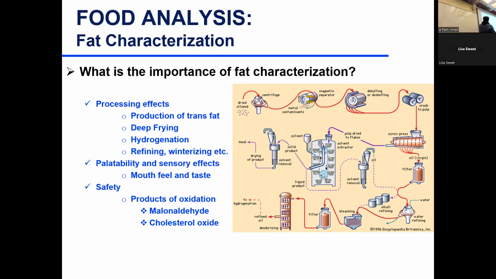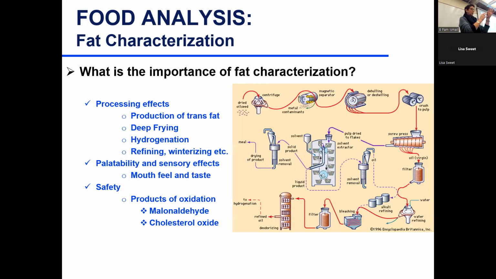So hydrogenation causes changes in the saturation. And if you have incomplete hydrogenation, sometimes it causes the production of trans fat. So with incomplete hydrogenation, you might have, in nature, you have cis fat.